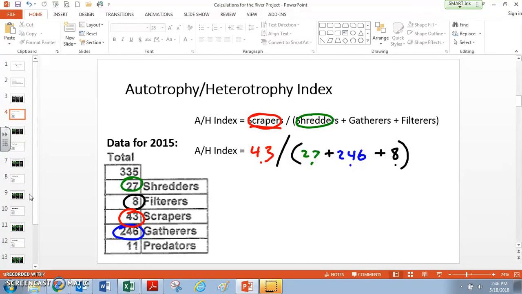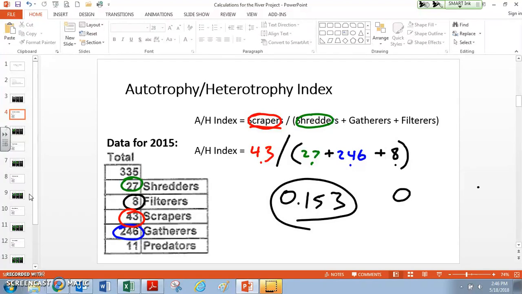If I calculate that properly, what I end up with is 0.153. Most of these indexes are going to be between 0 and 1, so greater than 0 but smaller than 1. Most of my indexes are going to be some kind of decimal. So what we're going to do here is try to analyze this. What is this supposed to mean? Well, it's a really small number. It's close to 0, 0.153.